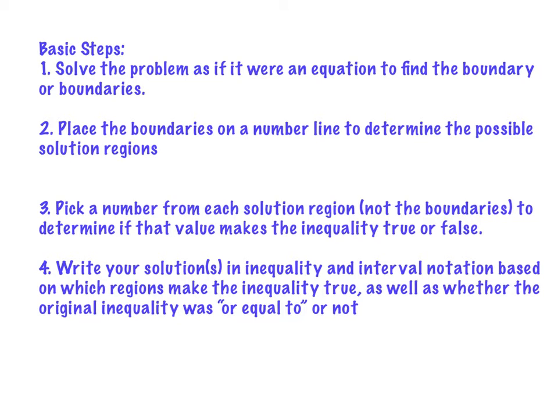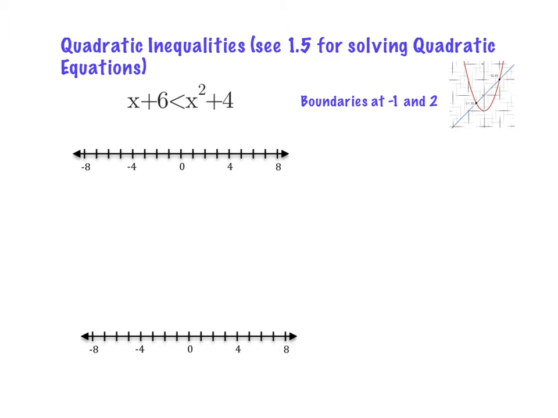And there's some variations depending on the type of nonlinear. We're going to be dealing with solve the problem as though it were an equation. Quadratics, that was from section 1.5. So for the proficiency level problem, I am going to be giving you the boundaries. What I mean by that is, I'm going to treat it as though that equation has already been solved. This gives you the boundaries of -1 and 2.